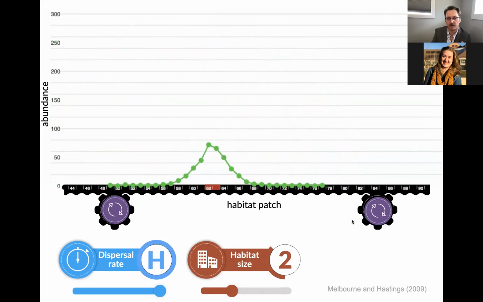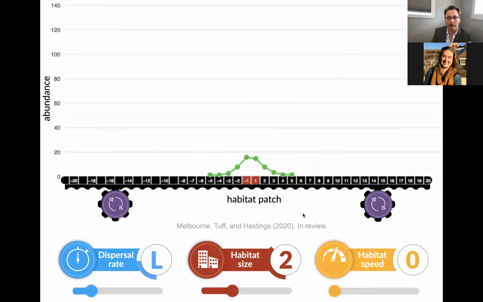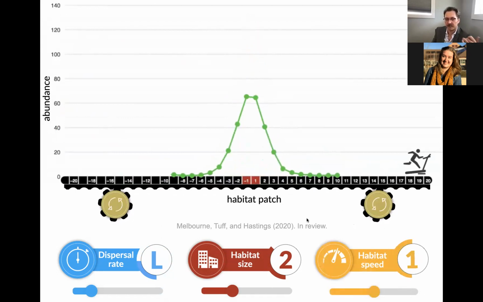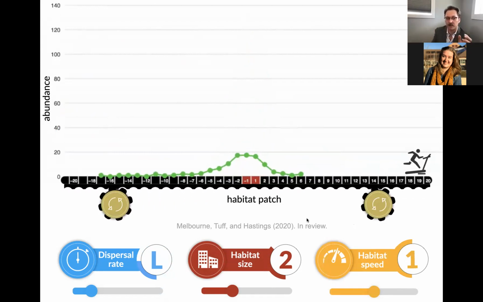I can move forward. Okay, all right, so now I'm going to add the habitat speed component to it. There we go. Okay, so let's start from that same starting point. We have two patches of good habitat and this population just happily sitting there. And then we start moving the habitat. So now the habitat is tracking northward, and immediately we see some changes.